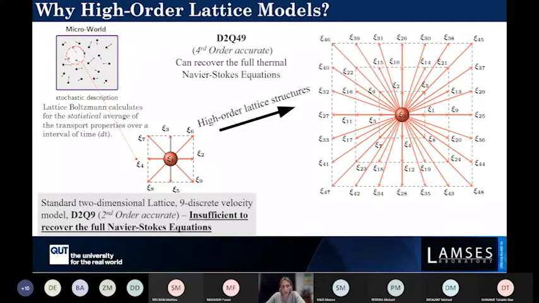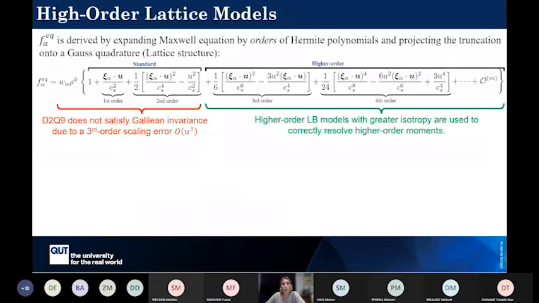If we want to fully recover the full thermal Navier-Stokes equations, we need to move to a fourth order accurate lattice structure. That means at least going into a D2Q49, which means having at least 49 discrete velocities on those lattice structures. When we look at how those high order lattice structures are obtained, there's an equilibrium function in the evolution equation that I've shown before, and it's derived by expanding the Maxwell equations by order of Hermite polynomials, and then we project that onto a Gauss quadrature.